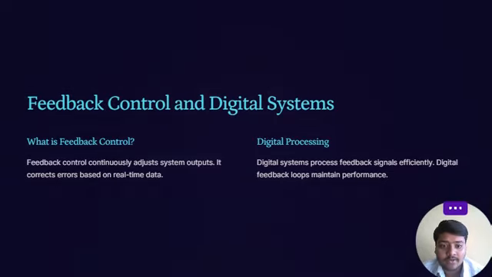Our next slide is feedback and control in digital systems. What is feedback control? Feedback control is all about keeping a system stable and accurate. It works by continuously adjusting outputs based on real-time data and correcting any errors along the way. Next is digital processing. Digital systems play a key role here, processing the feedback signal quickly and accurately, making sure the system stays on track. In short, digital feedback loops help maintain consistent performance in everything from robots to thermostats.